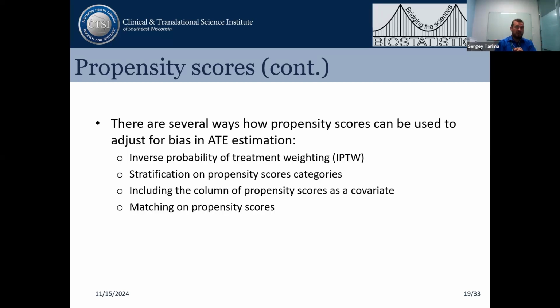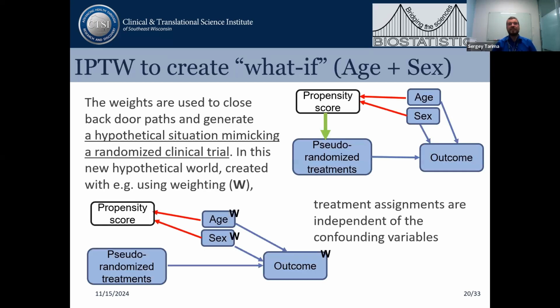How can propensity scores be used? There are several ways, and I listed them at my initial slide: inverse probability of treatment weighting, then stratification, inclusion as a covariate, and matching. These are possible ways how propensity scores can be used to adjust for the confounding effect. First, we will consider inverse probability treatment weighting.